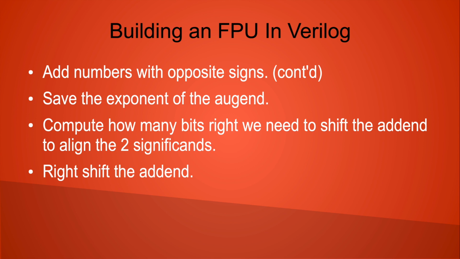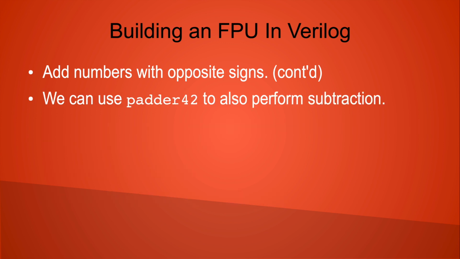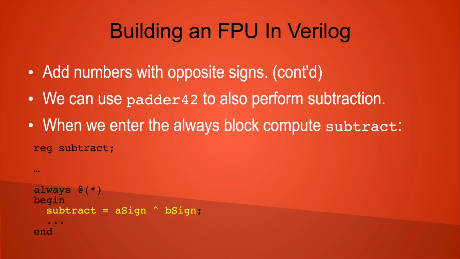We can't just add the two significands. We need to perform a subtraction. When manipulating integers, addition and subtraction are effectively the same operation. This means we should still be able to use the p-adder42 module to subtract the significands rather than add them. To start, when we enter the always block, we save a flag which tells us whether the signs of the Augend and the Addend are different. We do this with the exclusive OR operator.